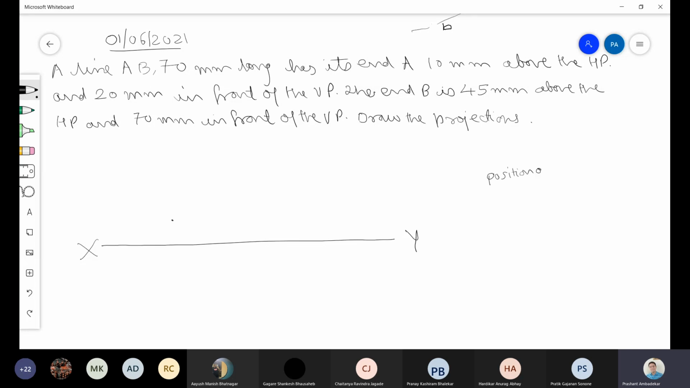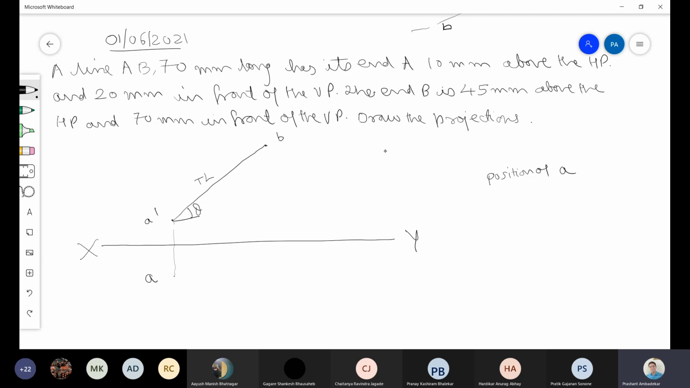Position of A. So this is A dash, and below this there will be a point that is A. This will be given to us. Then we are given the true length of the line, and this angle is theta. Since the angle theta and true length are both given, we can locate this point and call it B dash.